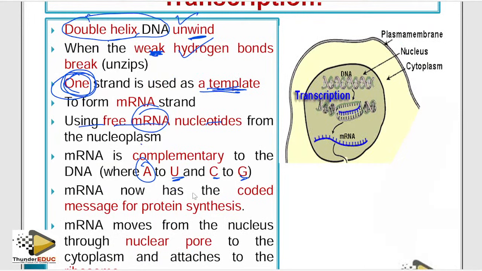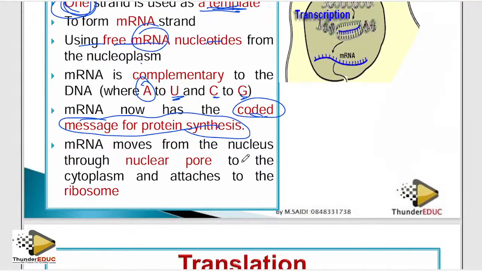The messenger RNA now has the coded information, coded message for protein synthesis. It has the coded information or message for protein synthesis, and this message is coming from DNA. You understand? I think I'll show you how this coded information is being made. Yes. Why do we say it's coded information? Yes. So now, what happens?